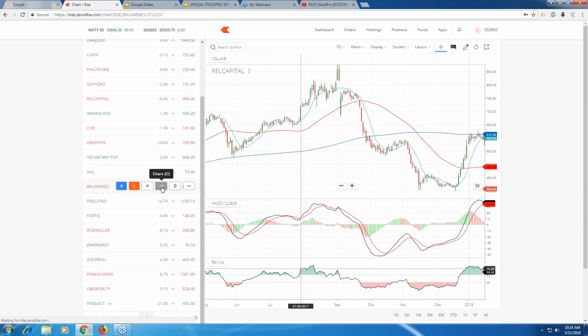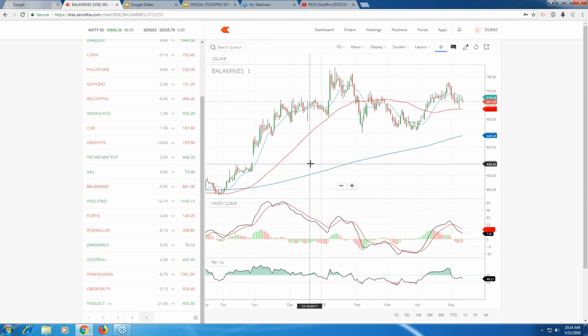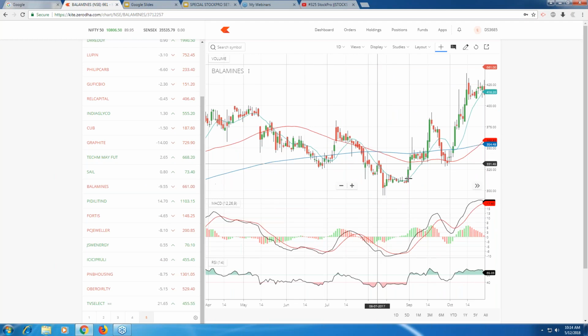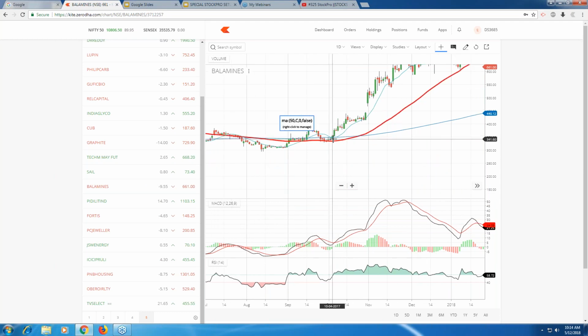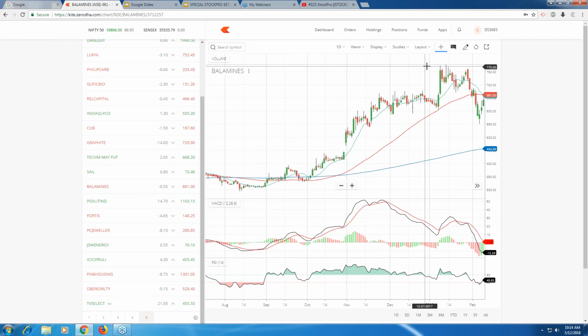Okay, let's look into Balaji Amines. See here, beautiful crossover. The stock has gone above 200 moving average around 29th October to 5th October 2017. From 314 it has become 770 within how many days? From the beginning of October to 11th of January. That means how many months? October, November, 3 months, the stock has become double. It has given you 100% return, right?